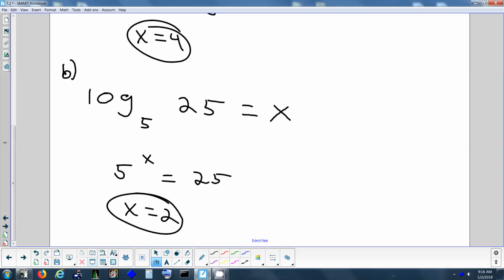Sometimes people look at it quickly and they say, oh, 5. Remember, we're not thinking 5 times 5. That's 25, but this problem is 5 to what power? 5 to the second. Any questions on that one? All right.